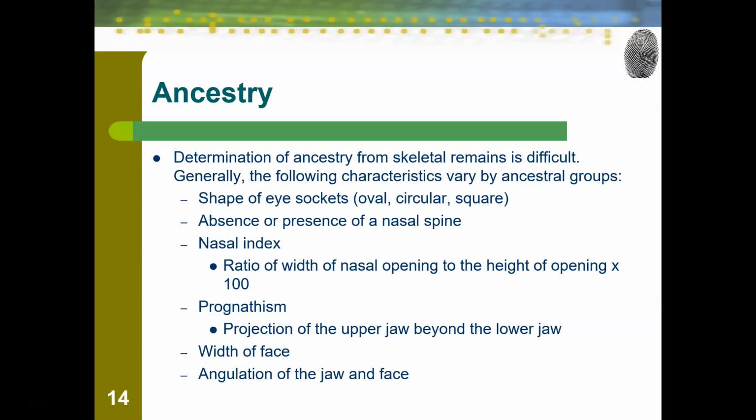And also the angulation of the jaw and face. Some racial groups are known to have softer angulation, while other racial groups are known to have more pronounced angulation. So as I said before, these are pretty difficult, but you are going to get to try your hand on it in class.